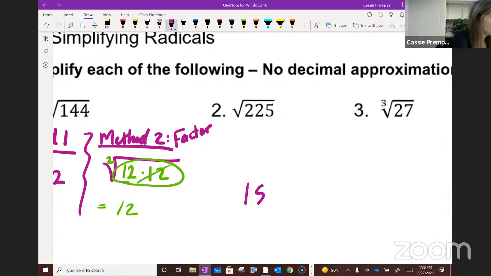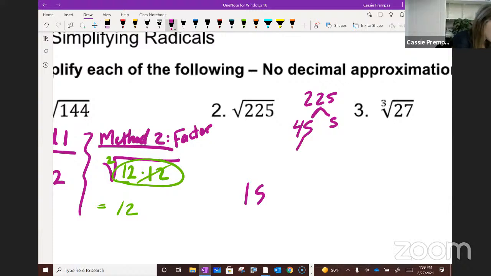Then you could use method 2. You could factor 225 down. What do you know goes into 225? 5, it's 5 and 25, right? No, 5 and, I know it goes into 5. I might need my calculator. 225 divided by 5 should be 43? No. What is it? 45? Thank you. I'd have to get my calculator. That's all good. So 5 and 45.